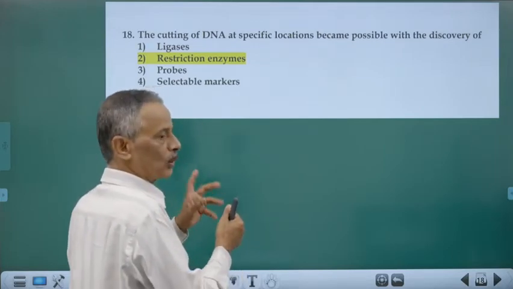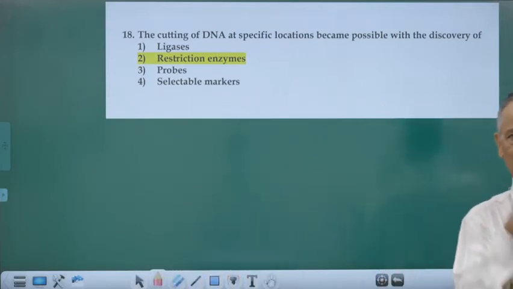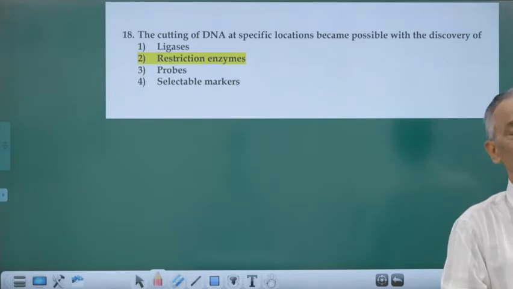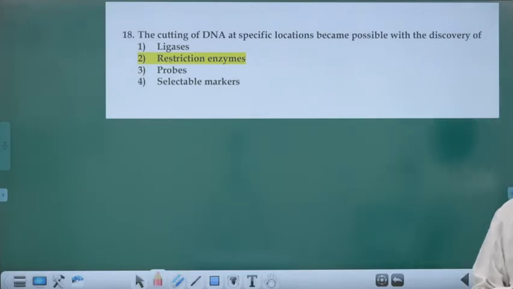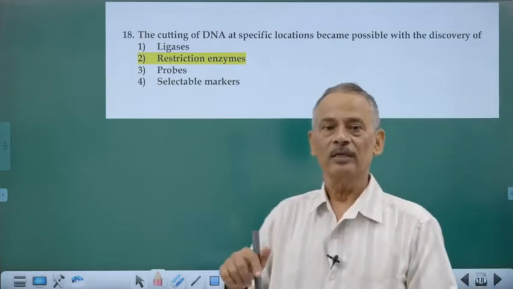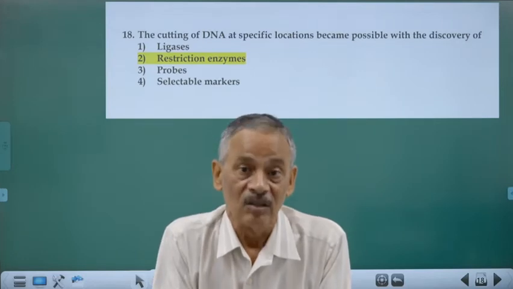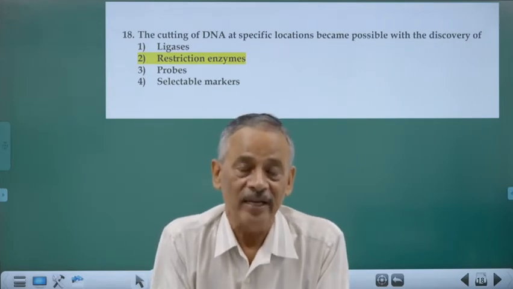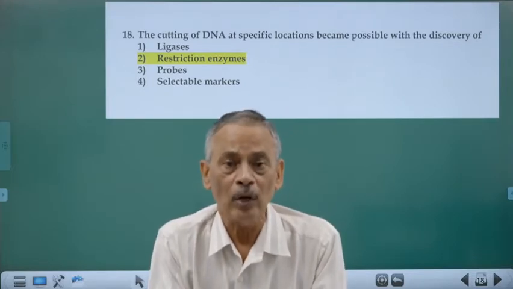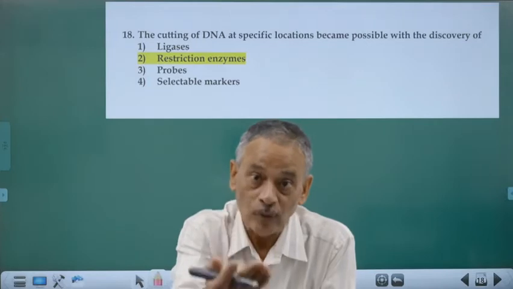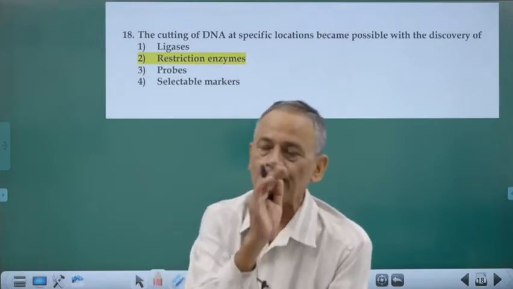And probe. A probe is a single-stranded DNA or RNA, which is radioactively labeled to detect a counter molecule, a counter chain. Such a single-stranded RNA or DNA, it may even be an antigen or antibody, used for detecting a counter molecule because of that specific action, is called a probe.